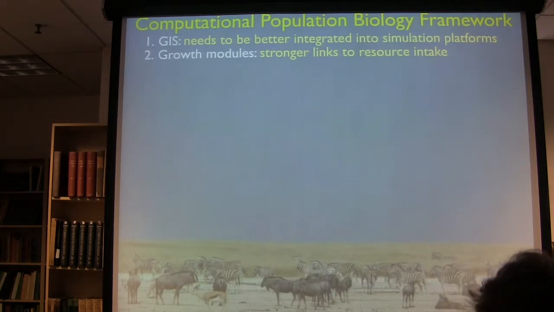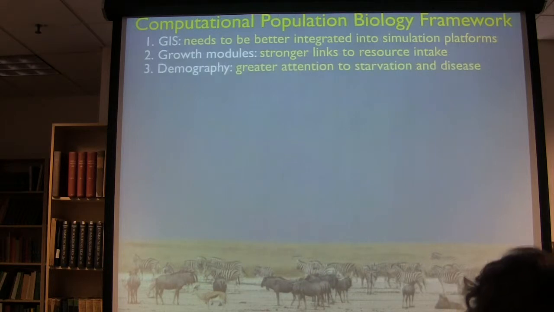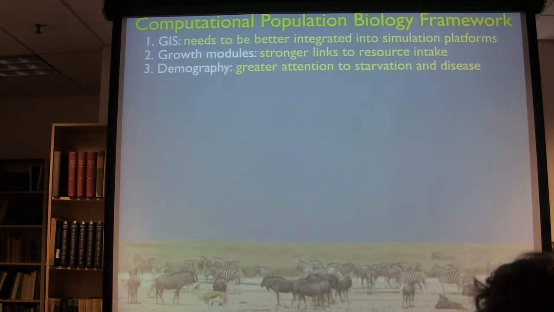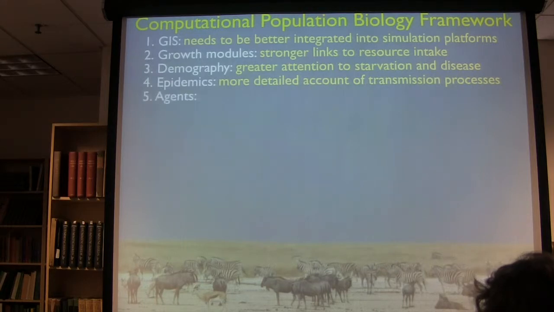We need better growth models that take into account how individuals take in resources, process them, turn them into growth, and turn them into reproduction. We have to pay greater attention in our demography to the fact that as individuals starve, they become more susceptible to diseases, parasitism, and so on in other parts of the ecological system. So we do this by having both demography and epidemics.